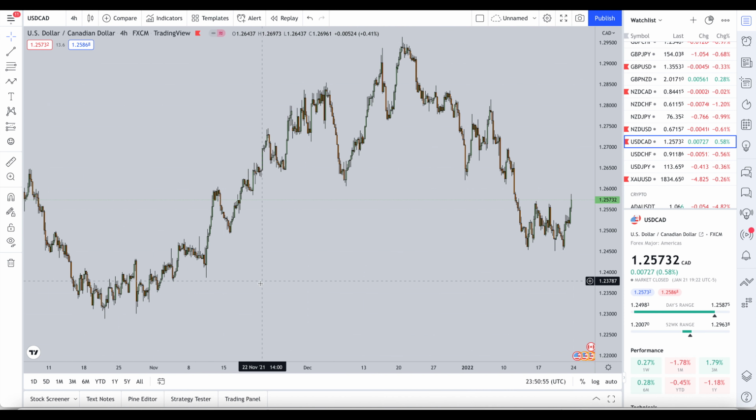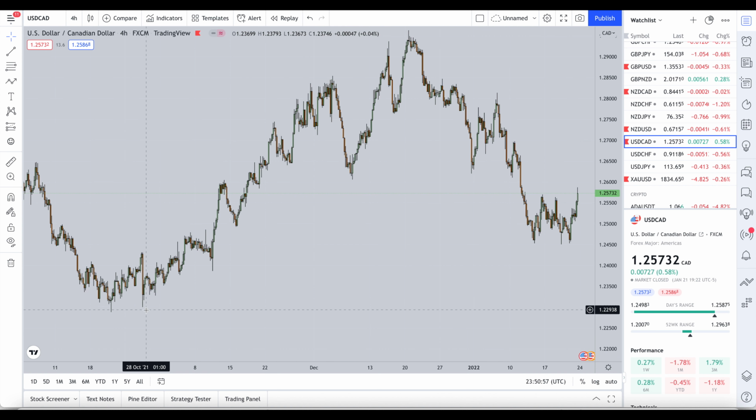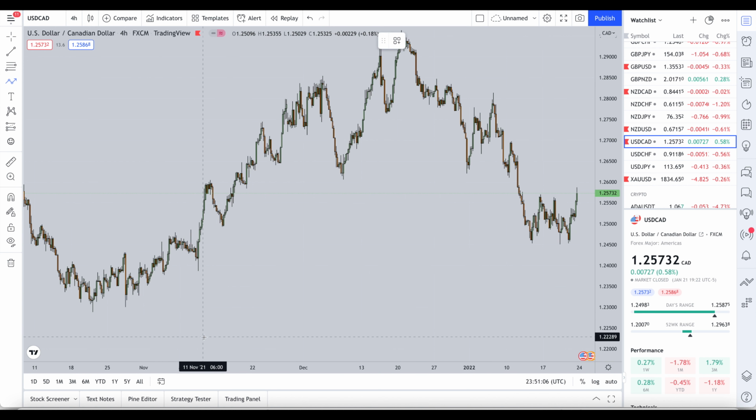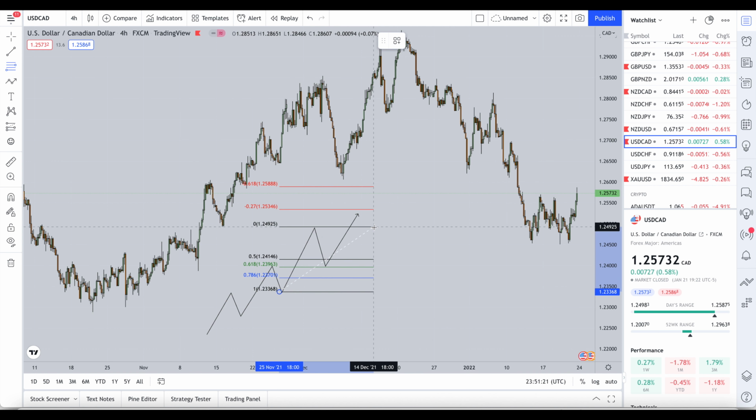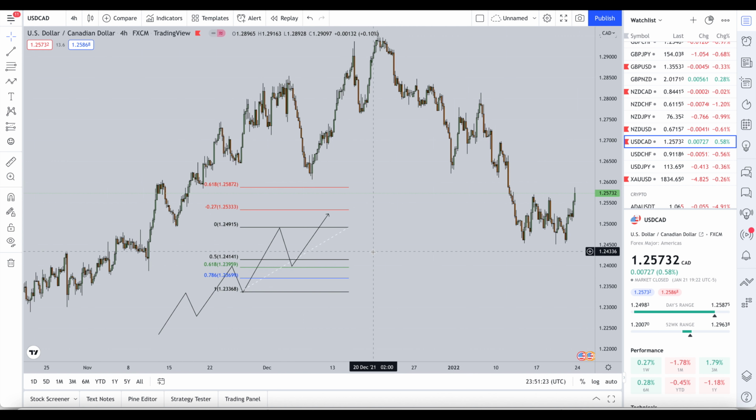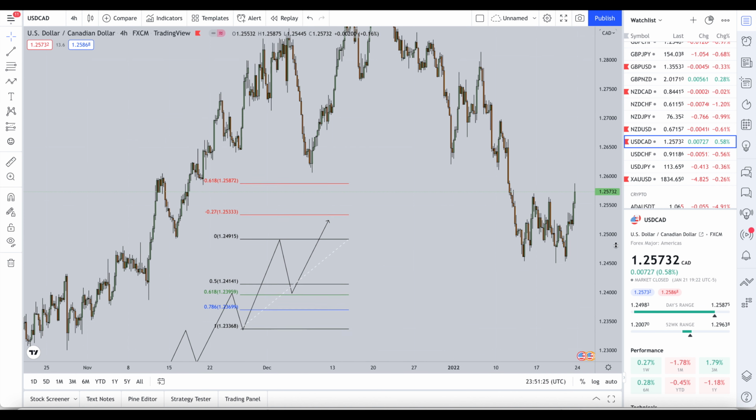So here we have USD CAD, and I'm going to show you why I like trading using Fibonacci when we have a bullish trend or a bearish trend. When you have a bullish trend, price is creating higher highs and higher lows like that. I'm just going to click on one higher low and one higher high, and I can see all those levels once I do that.